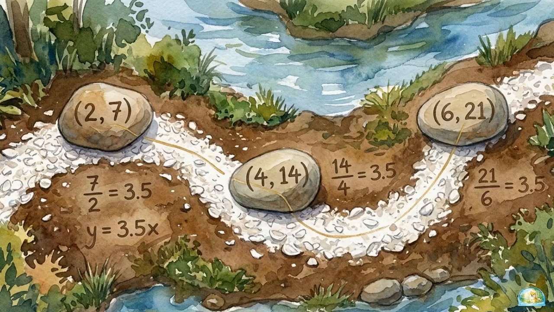Testing any pair in a proportional table with this specific division will reveal the exact same hidden constant. 14 divided by 4, or 21 divided by 6, both confirm our constant is 3.5.